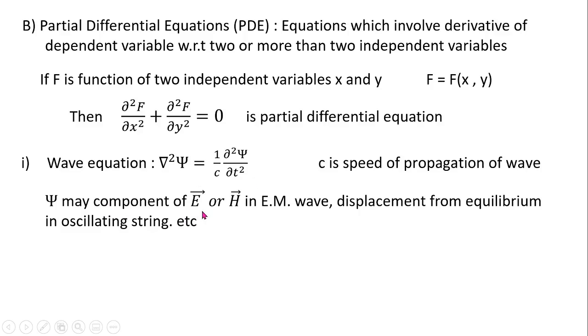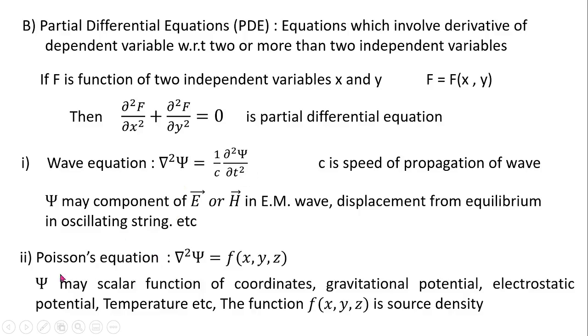Psi may be a component of the electric vector or the magnetic intensity vector in an electromagnetic wave, or it may be the displacement from the equilibrium position in an oscillating string. Therefore, the wave equation is a partial differential equation.